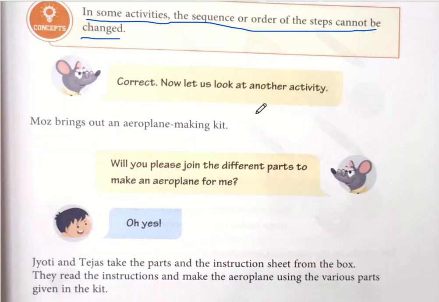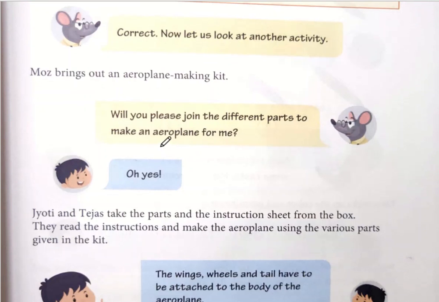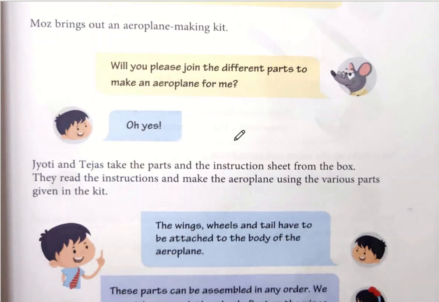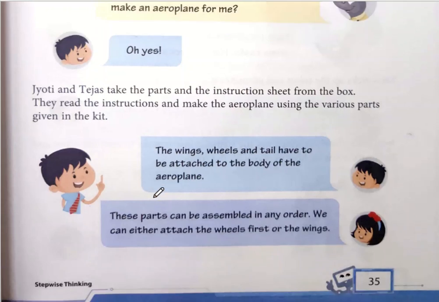Now let us look at another activity. Mose brings out an aeroplane making kit. Then Mose says, will you please join the different parts to make an aeroplane for me? Then Tejas replies, oh yes. Jyoti and Tejas take the parts and instruction sheet from the box. They read the instructions and make the aeroplane using the various parts given in the kit.